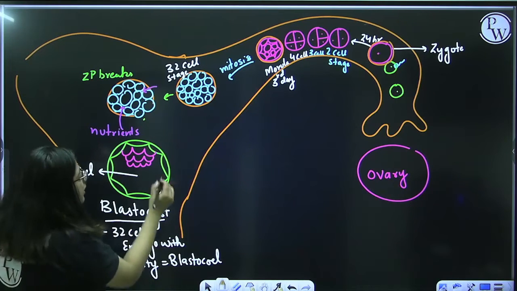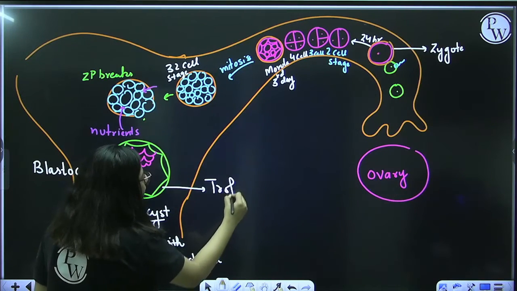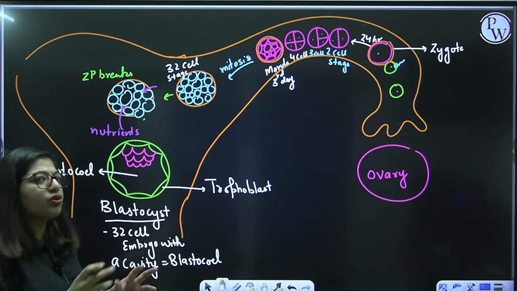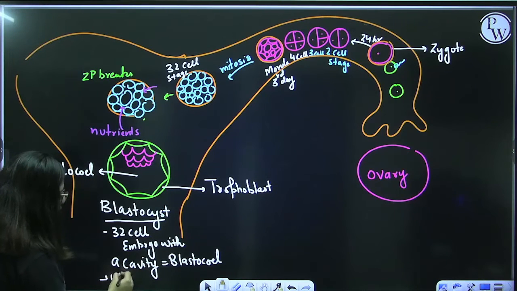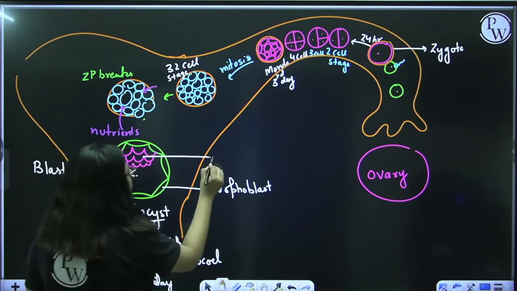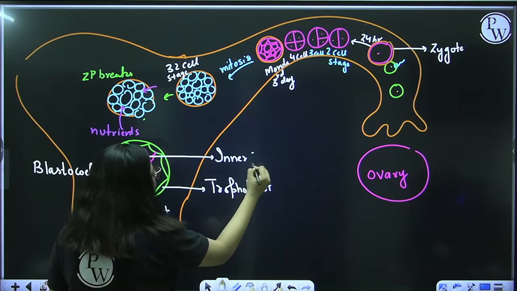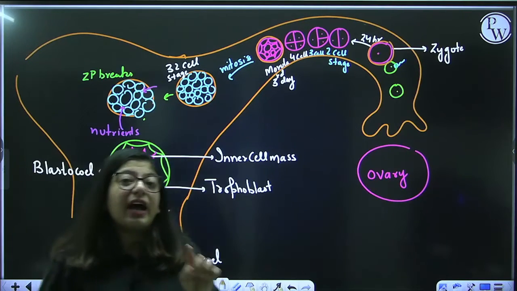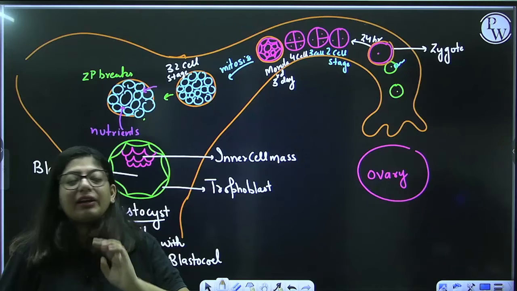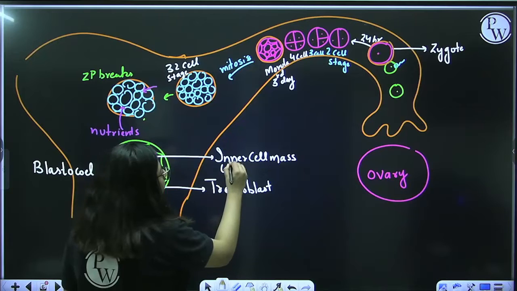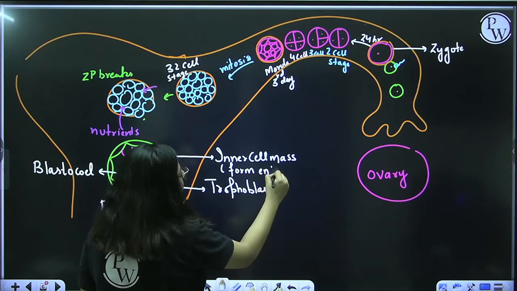Now the outermost cells are known as trophoblast. This stage is formed around the 4th to 5th day following fertilization. And these inner cells, because they are present inside, are called the inner cell mass. The inner cell mass are the cells that will form the entire embryo. So whatever organs are formed, they are formed from the inner cell mass, not the trophoblast.